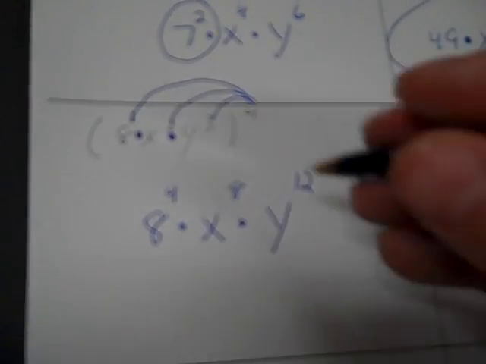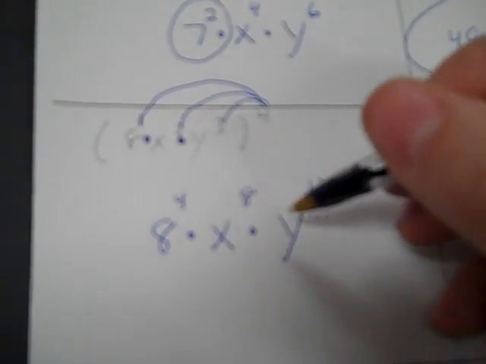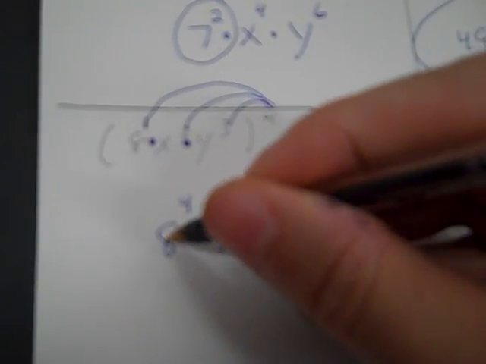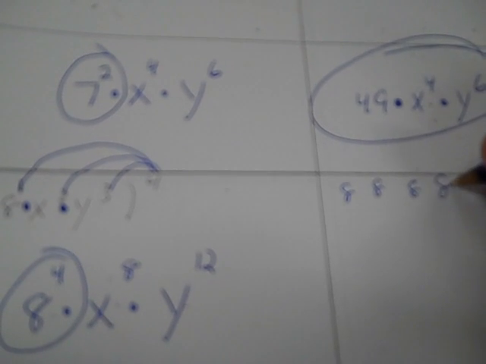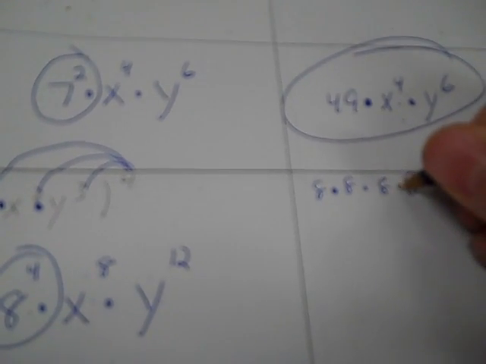Okay, not quite done because I have 8, x, and y. The base with the actual number, I need to figure out what that is. So 8 to the 4th would be 4 8s replicated and multiplied. It's not just 8 times 4. It's 8 times 8 times 8 times 8. That's too big of a number for me to know in my head.